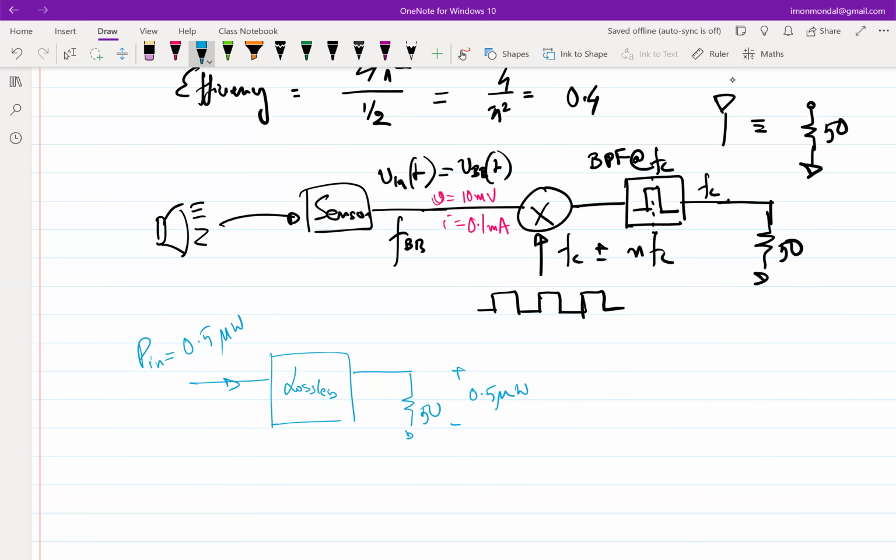You need to amplify. Somewhere in the signal chain, you need to amplify. So you might want to amplify before the mixer, after the mixer, before your bandpass filter, after the bandpass filter. Those are system requirements.